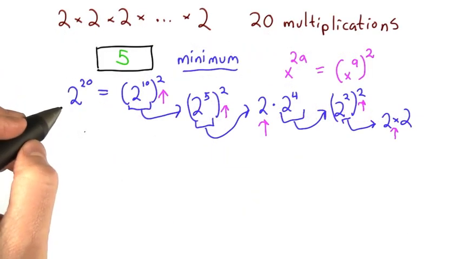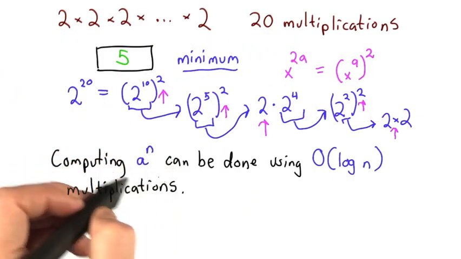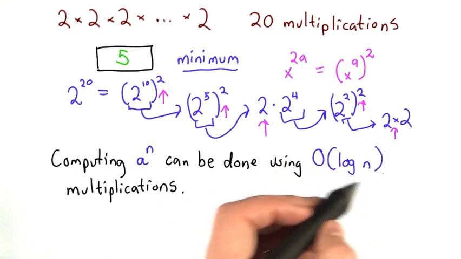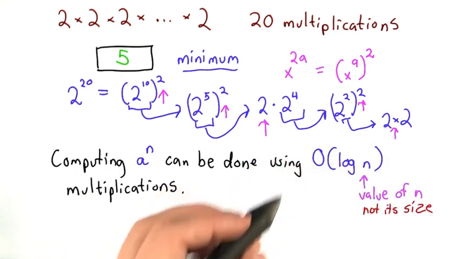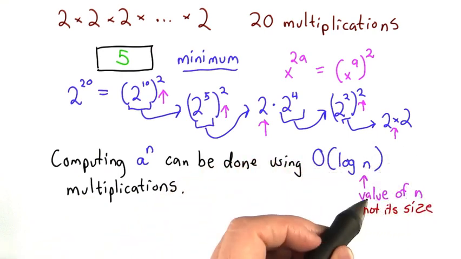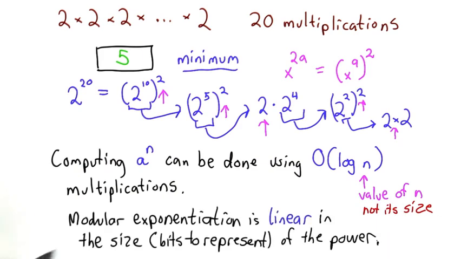This property holds in general. This means we can compute a to the n using order of log n multiplications. The important thing to point out here is that this is the log of the value of n, not its size. What this means is that modular exponentiation scales linearly in the size, meaning the number of bits we need to represent the power. This means we can make the power a very large number and still compute a to that power very quickly. Diffie-Hellman takes advantage of this property.